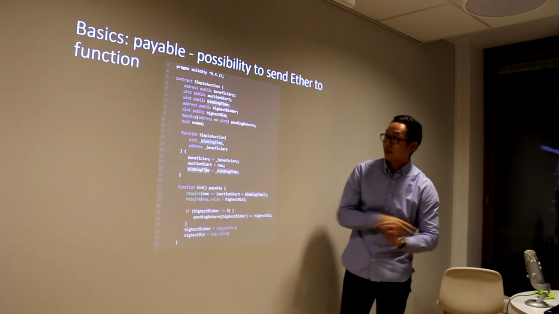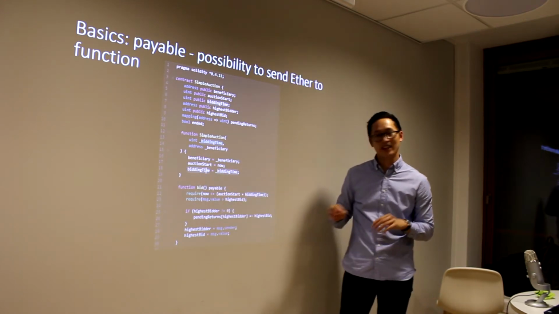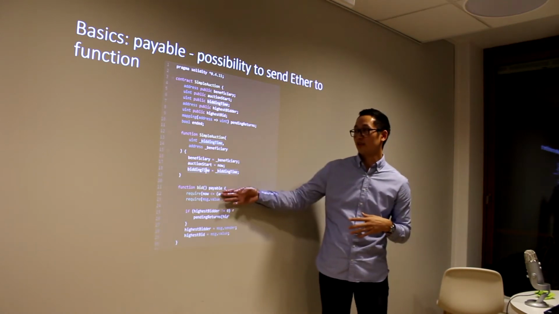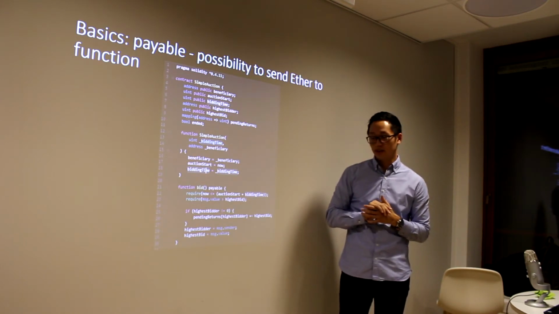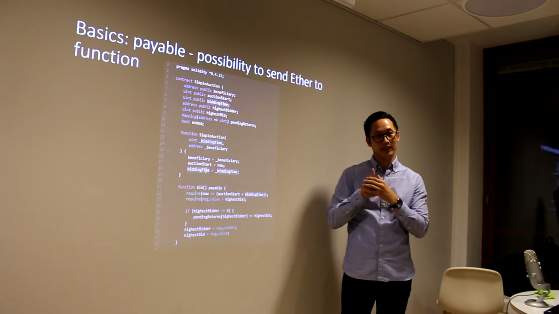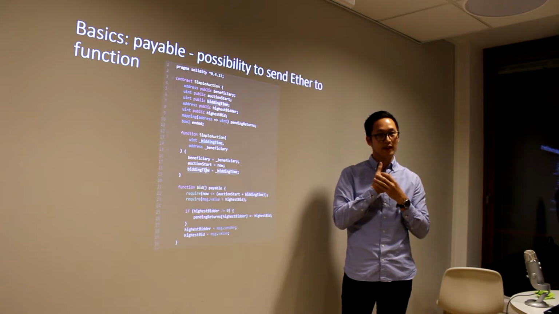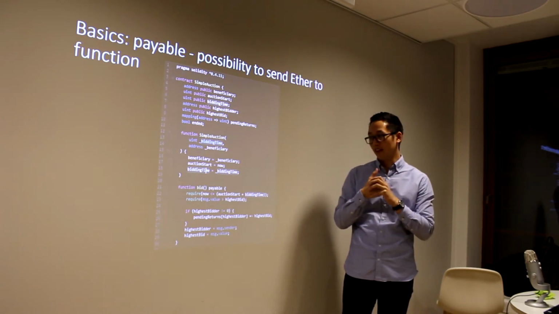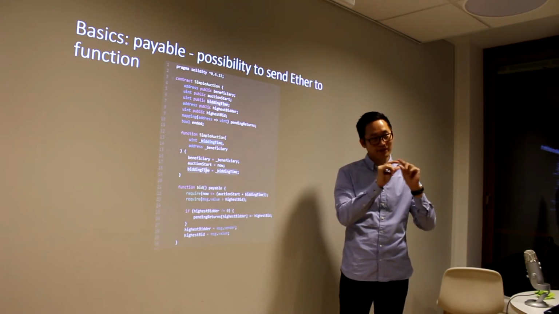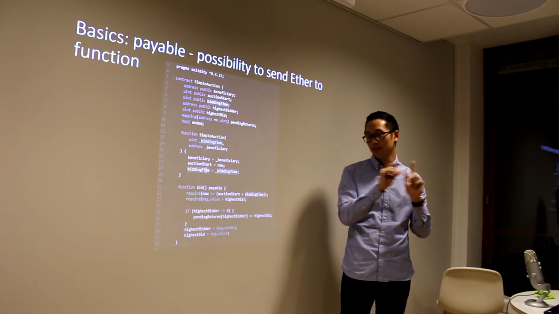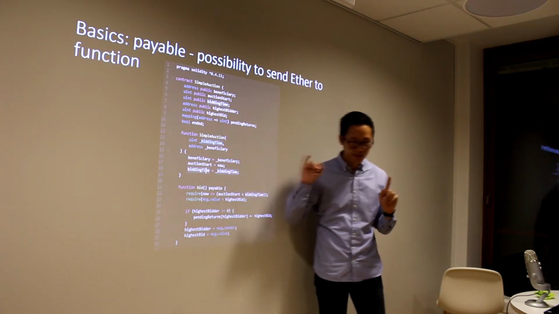And then we have the payable keyword. That means that you can send ether with the transaction to the contract, to this simple auction contract. So you know when you do a transaction, you can say how much gas you want, the gas limit. You can write the gas price, and then you can have a payload, and then you can have a value, meaning how much ether you want to send. And this payable means that you can send ether to this function.